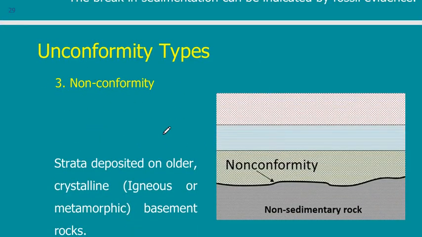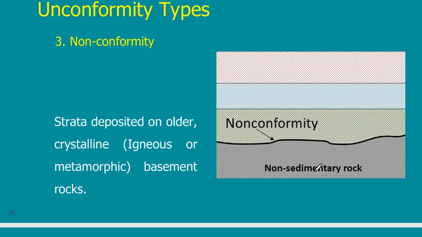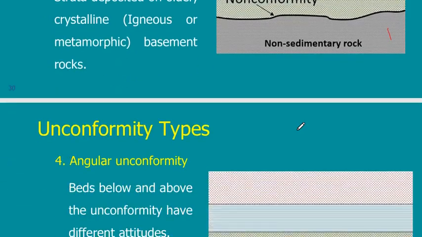The third type is called non-conformity. Non-conformity means the layers below are non-sedimentary. In the previous two types, it was sedimentary on top of sedimentary. Here, it is sedimentary on top of non-sedimentary. It means that the lower rock may be igneous or metamorphic. So in this case, the line will be called non-conformity.